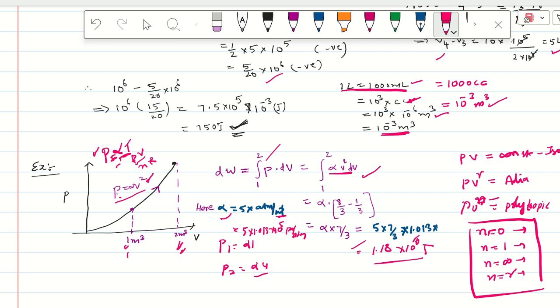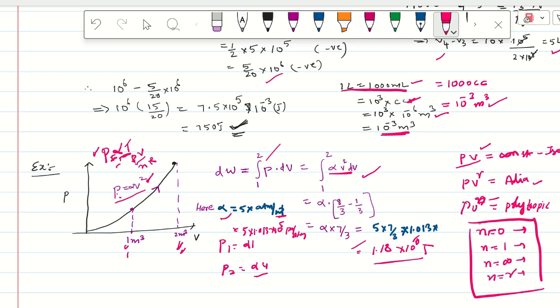PV graphs. For isothermal, PV is equal to constant. For adiabatic, PV power gamma. I will explain all this process. PV power gamma is constant in adiabatic. In polytropic, PV power n is equal to constant. If n is equal to 0 and you substitute, then P is equal to constant, that is an isobaric process. N is equal to 1, substitute, PV is equal to constant, that is an isothermal process. N is equal to infinity means change that one, V by infinity.